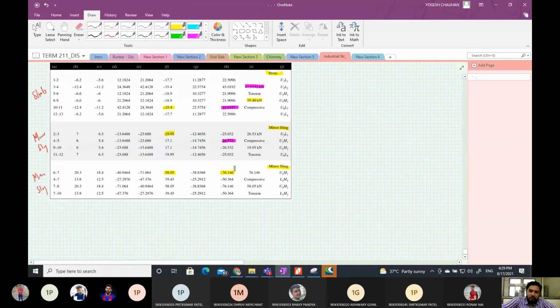And note that the section requirement for compressive loads is more than the section requirement for tension loads. So if you design for the compression force and then check it for tension, your trials would be reduced, because compression sections require more section compared to the tension force.